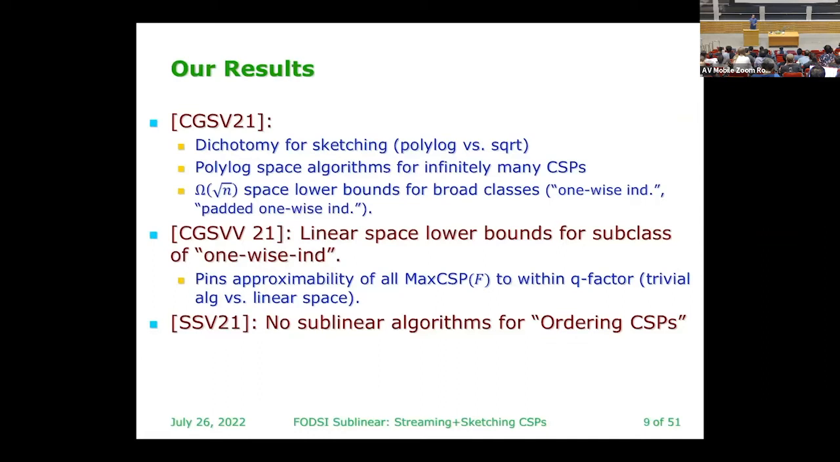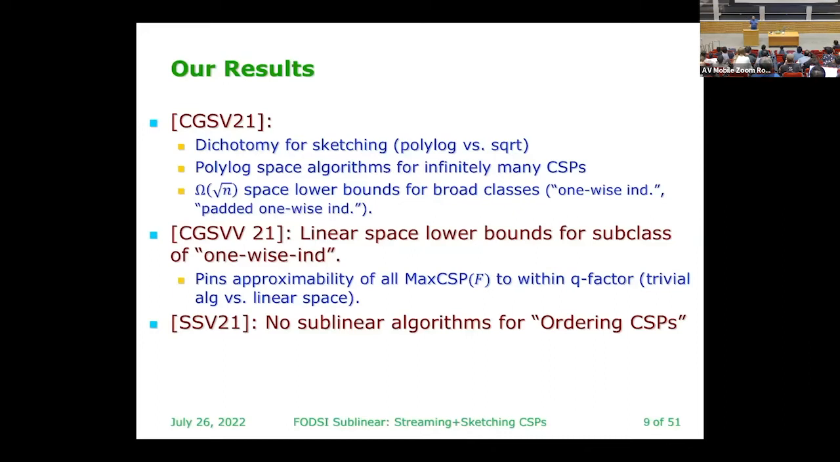There's a vast subclass of constraint satisfaction problems for which we can basically say exactly what is the optimal threshold that you can get. These will be problems that can either be solved with polylog n space nicely, or even linear space will not do, or any sublinear space will not do. But this is only for an infinite subclass of problems, not all the problems.